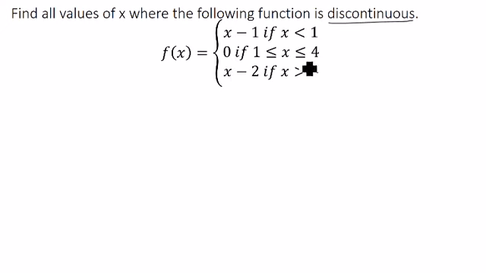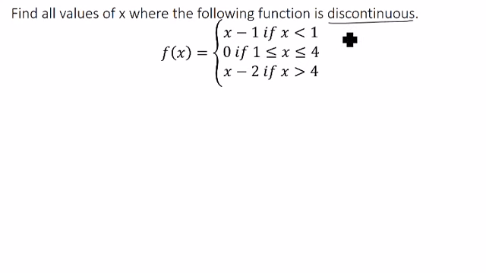So we're just going to look at the boundary points, because each branch itself is continuous. x minus 1 is a polynomial, I mean, a linear function, so it's continuous. 0 is a constant function, so it's continuous. x minus 2 is continuous in its domain. But at the boundaries, where there is a joining, these things may not be continuous.